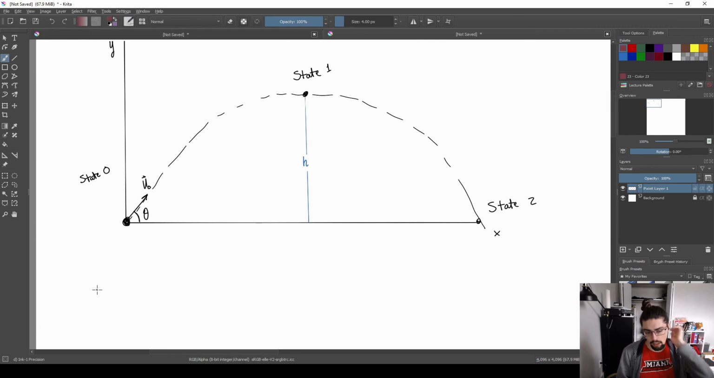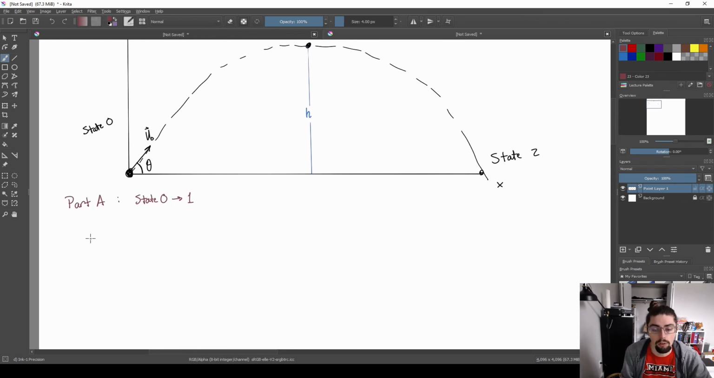So let me do this all in kind of like a red color, and we'll say, so part A, state 0 to 1. Now what I'm going to do is I have my picture, I have a rough idea of what's going to happen here. I need to start drawing out what all of my variables are, and I'm going to try and organize these things in terms of things that I know, things that I don't know.